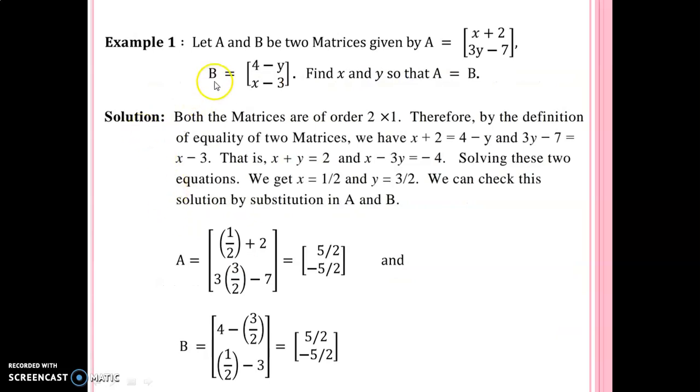So let's take an example. We are given two matrices A and B and we need to find the values of x and y so that A is equal to B. Here we can see both the matrices are of order 2 cross 1, so they can be equated. For this, we'll equate the a11 entry of both the matrices. So x plus 2 is equal to 4 minus y. Similarly, the a21 entry of both the matrices are equated. So 3y minus 7 is equal to x minus 3. On solving these two equations, we'll get the values of x and y.